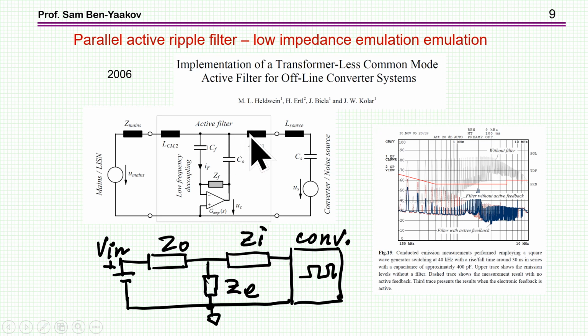So we have an impedance here, so this is a sort of T filter. We have high attenuation here because this is a low impedance, and then there is a high impedance blocking the current from going into the source. So this is the parallel active filter, and here they are showing the performance. This is without the filter, this is with the filter, and this is the boundary of the standard that they are trying to comply with.